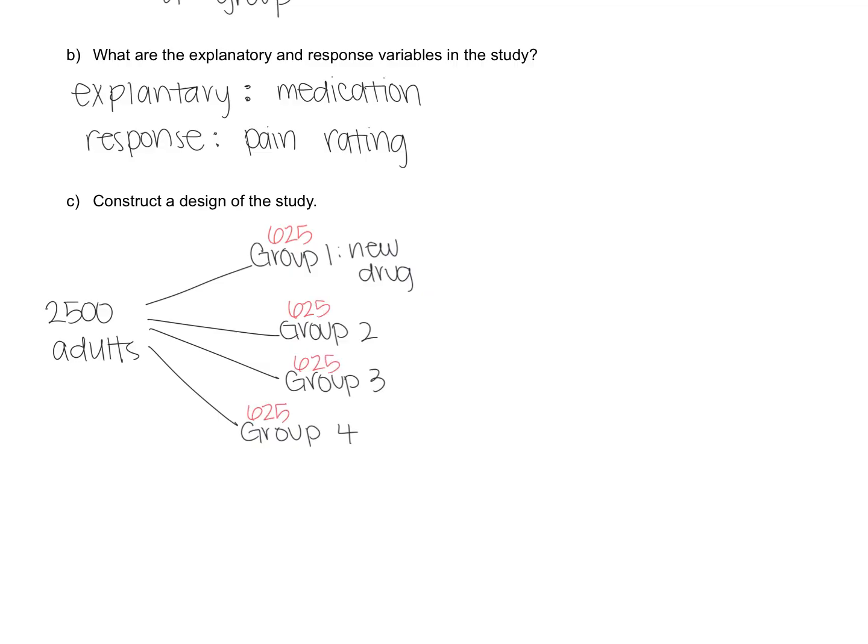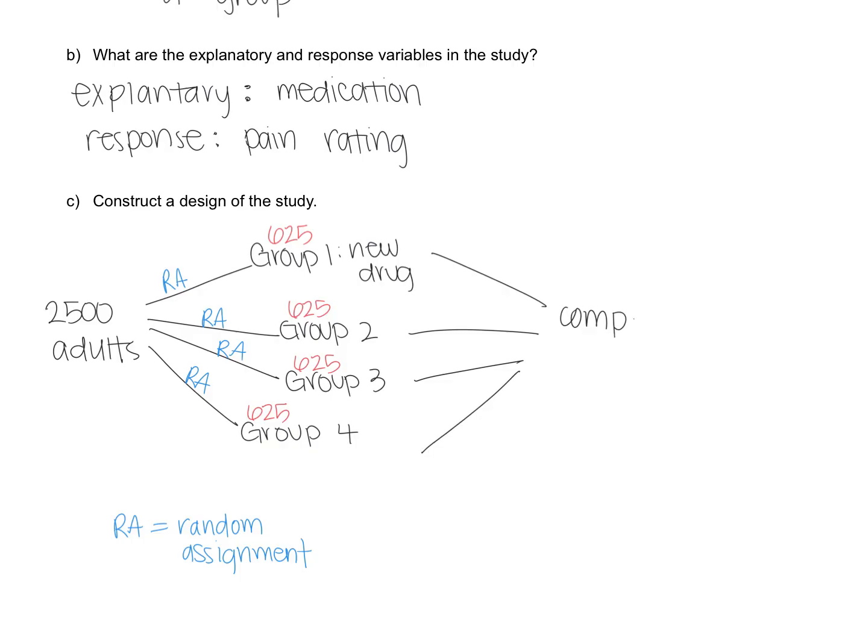We also have to indicate how randomization is playing a role. In this case, we are randomly assigning our adults to each of our 4 groups. So RA here indicates the random assignment. And then at the end, we would just say all 4 of these come together and we're going to compare the results. And like I said, you can do this with words, like a paragraph response. It doesn't have to be the diagram.